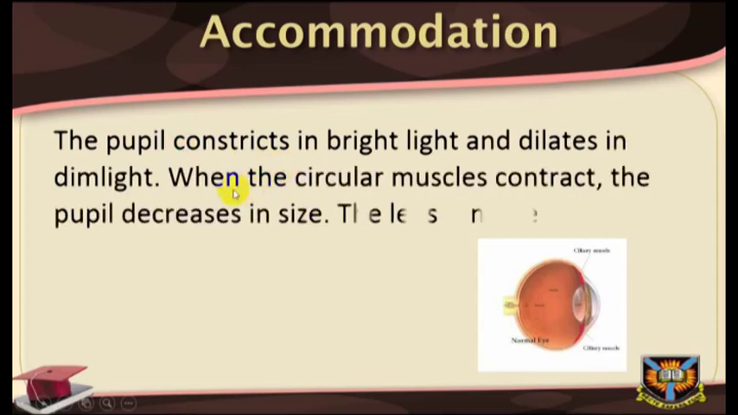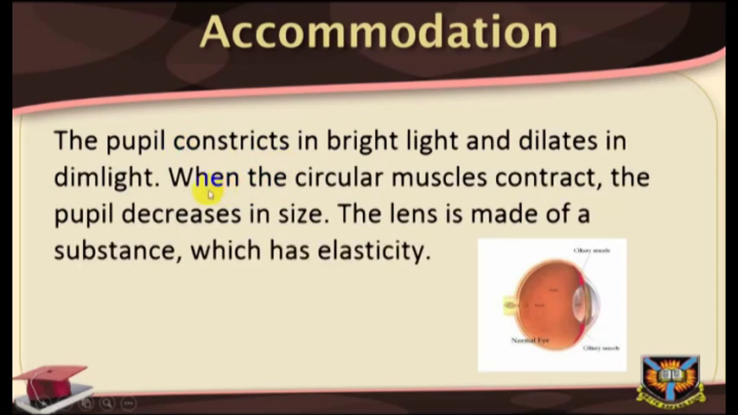In a dim light, they are dilated. If the pupils were dilated in a bright light, too much light would enter the eye and damage the sensitive retina. In a dim light, if the pupils were constricted, insufficient light would enter the eye to activate the photosensitive pigments in the rods and cones, which stimulate the nerve endings in the retina.